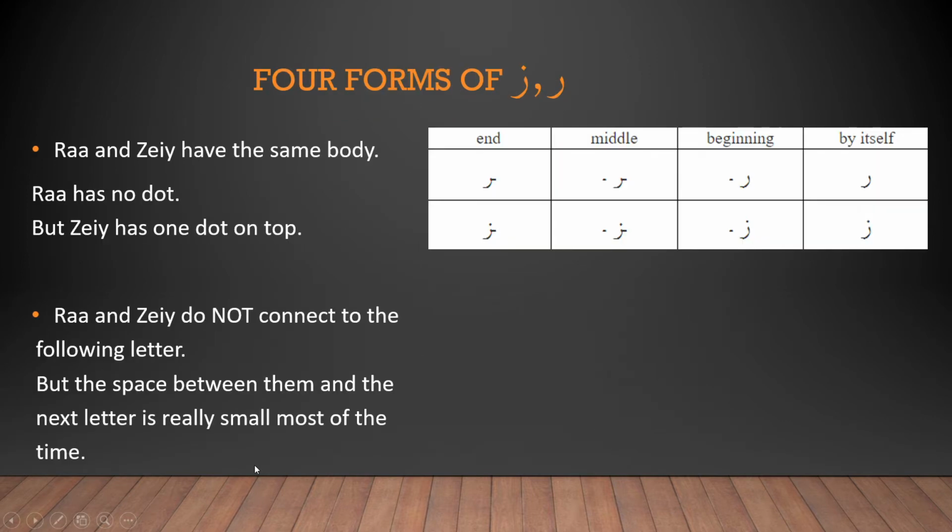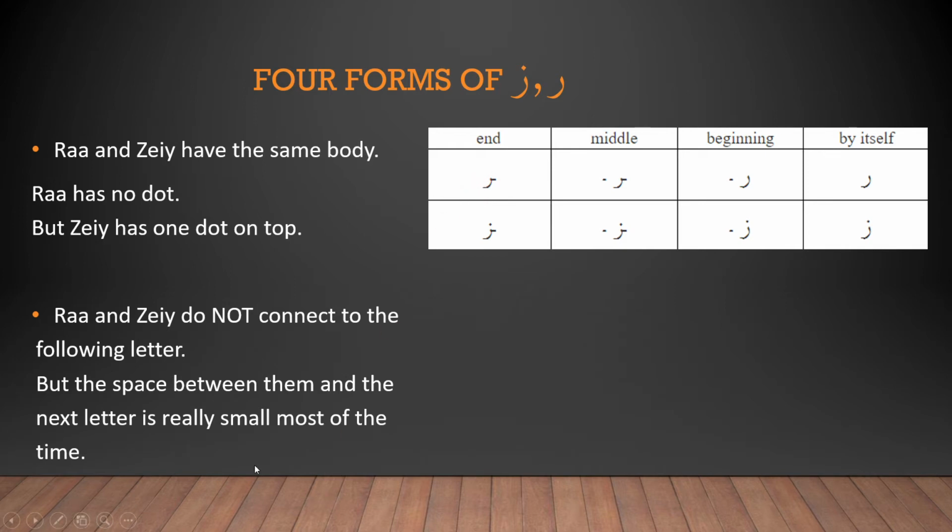Now let us see the four forms of Ra and Zay. By itself or in its original form, Ra looks like this. It is a downward curve. At the beginning, Ra is the same as its original form, but it has another letter after it because it's a part of a word. In the middle, Ra has an extension behind it as it's connecting with the word behind it, and it is not connecting with the word after it. That's why there's a hyphen here. At the end, Ra is connecting with the word behind it, and there's no other letter after it.